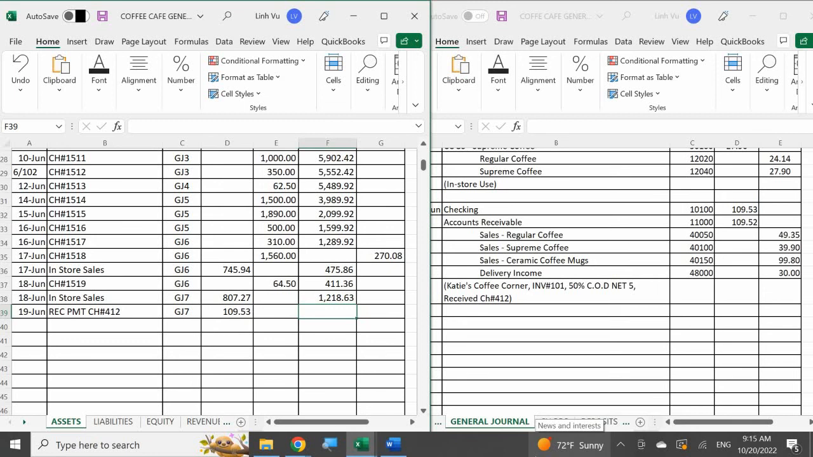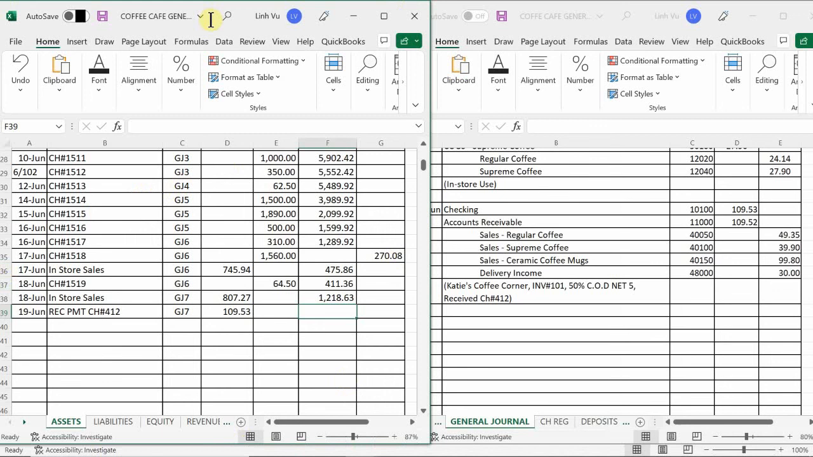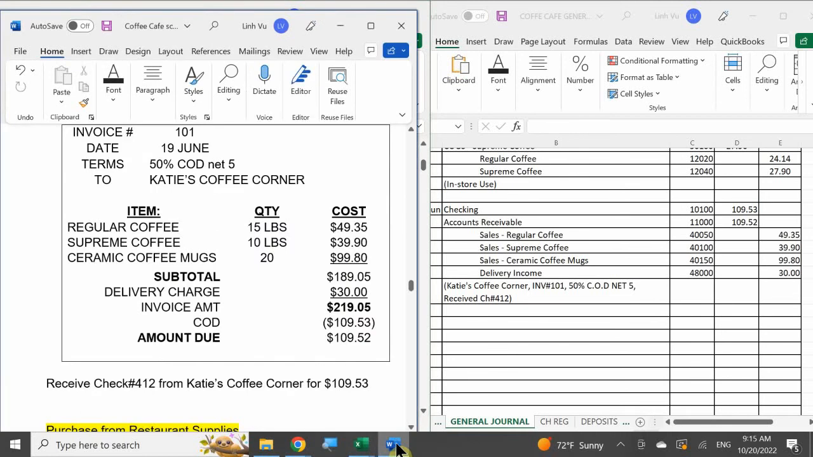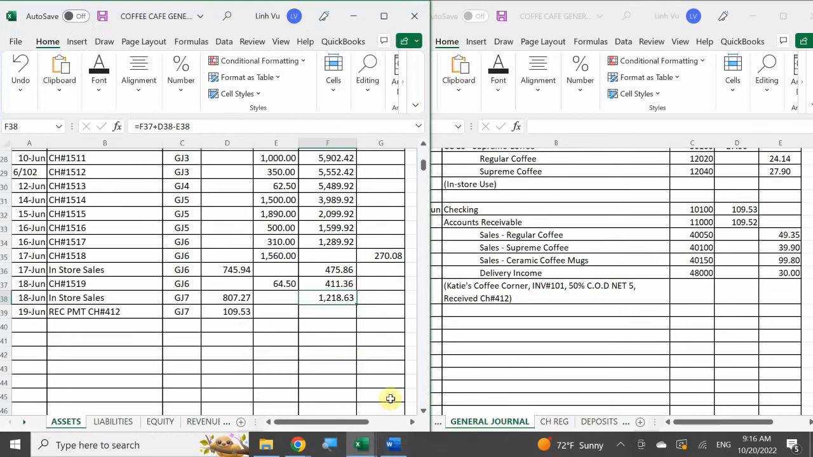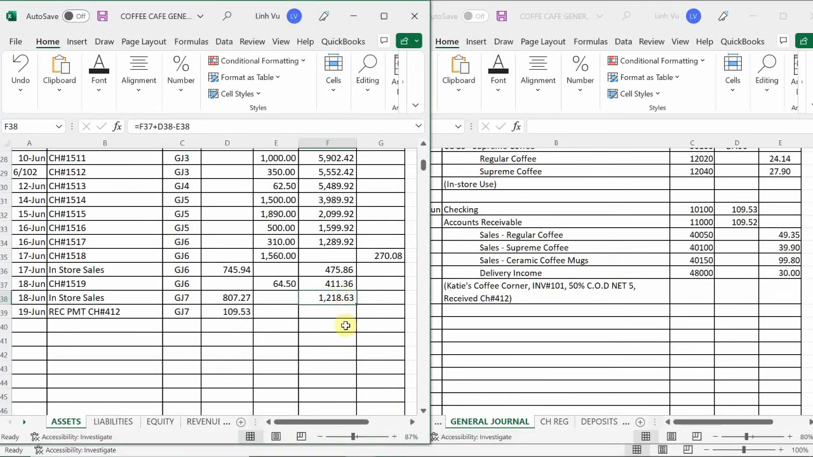At the end of the day, I'm going to make the deposit, right? So how much money should I have in my bank? I think it was 109.63 or 62. What was that? I think it was 109.53. Oh yeah, yes. Okay. So how much money should you have now?